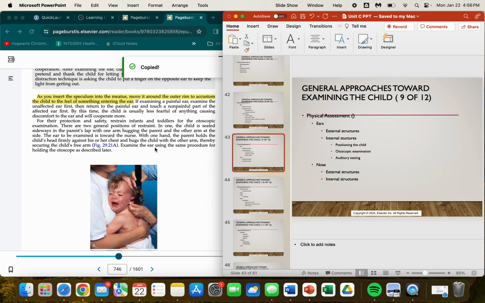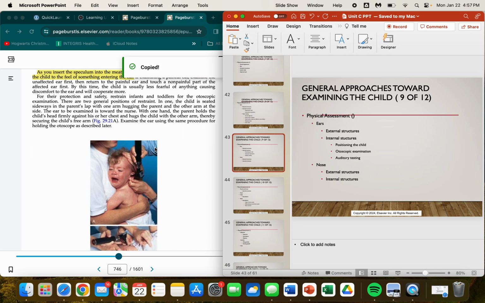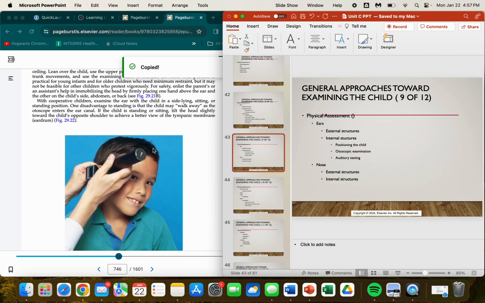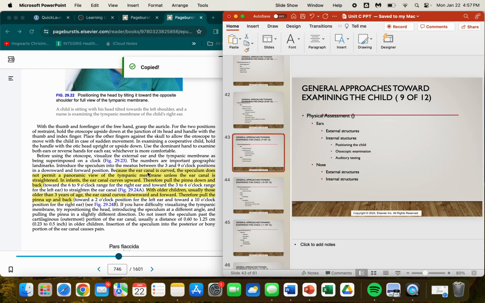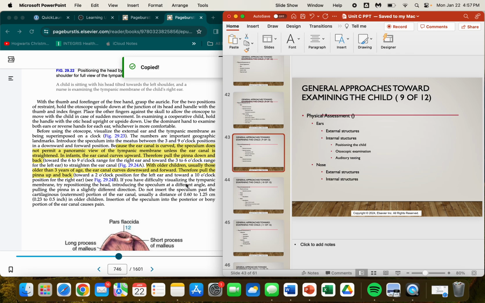We obviously need to make sure that this is safe, because this could be potentially painful for a child. But your book does talk about how the ear canal is curved, and so because the ear canal is curved, in little babies, we want to pull the pinna down and back. In older kids, the ear canal is shaped a little bit differently. So in older children, we have to pull the pinna up and back.